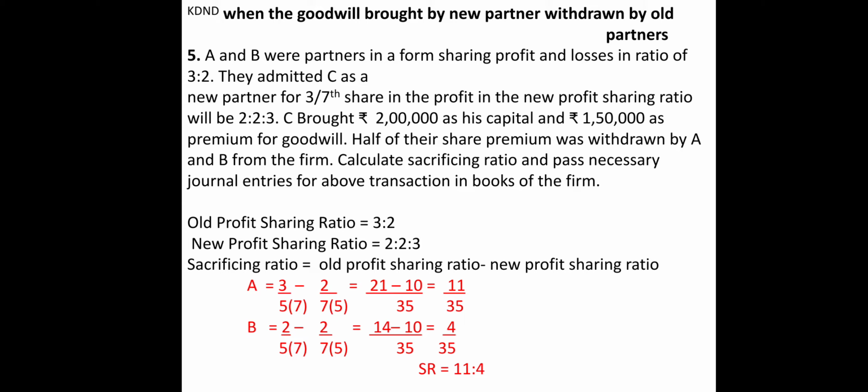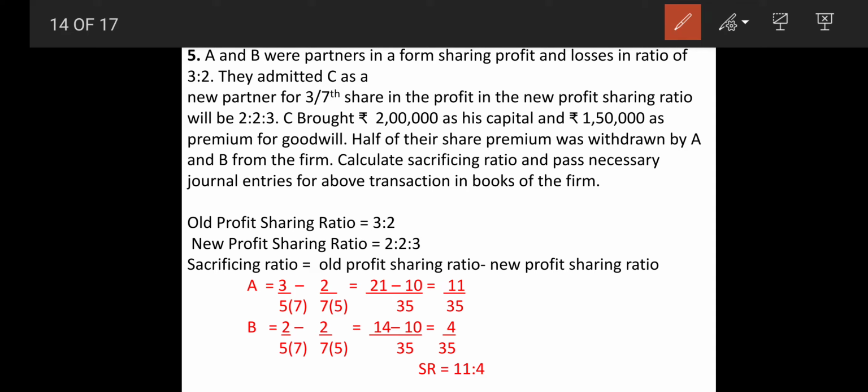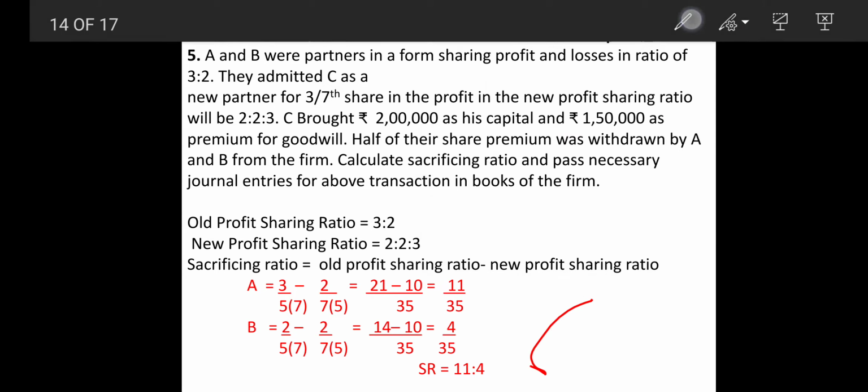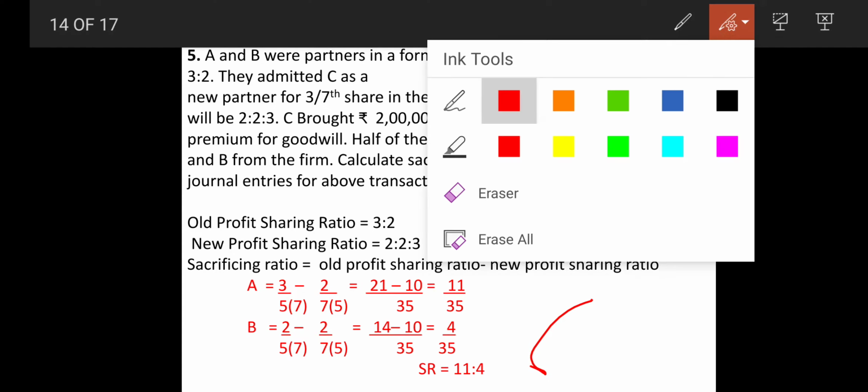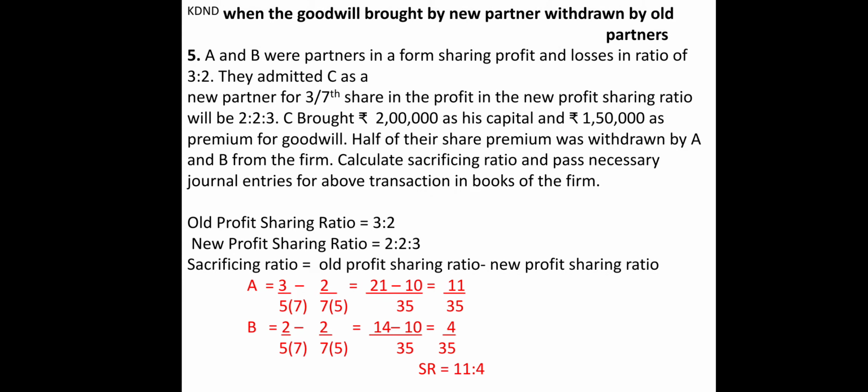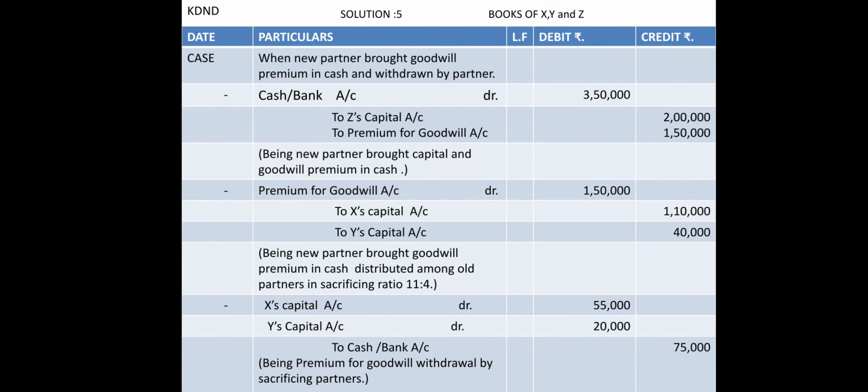So the very first procedure we will be doing is finding out the sacrificing ratio. The sacrificing ratio is now very easy to find. That is, sacrificing ratio is equal to OPSR minus NPSR. That is 3/5 minus 2/7 and 2/5 minus 2/7. So that will give you the sacrifice share, which is 11:4. You can see the working over here. If you are not understanding, you can easily see the working. It's pure mathematics, so have a look at this. Then now, one by one, our journal entries will be brought.